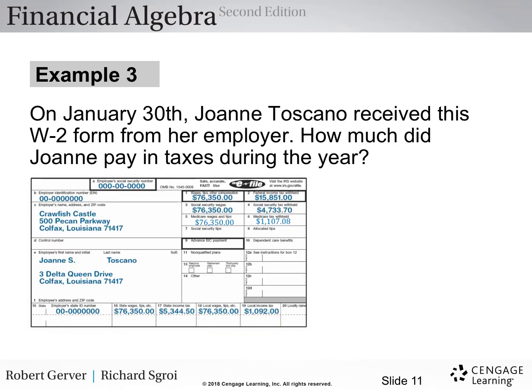All right, example 3. On January 30th, Joanne Toscano received this W-2 form from her employer. How much did Joanne pay in taxes during the year? Now, obviously, this is a W-2 form which indicates her income and taxes for the previous year, okay?